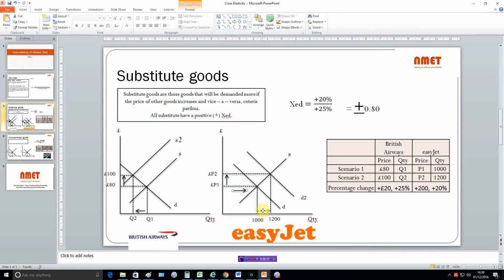So people have switched from British Airways to EasyJet. Why? Because British Airways has increased their price. Very important to remember, substitutes have a positive cross elasticity of demand. And how it's calculated: we're looking at the percentage change in quantity demanded for EasyJet over the percentage change in the price of British Airways. Thank you.